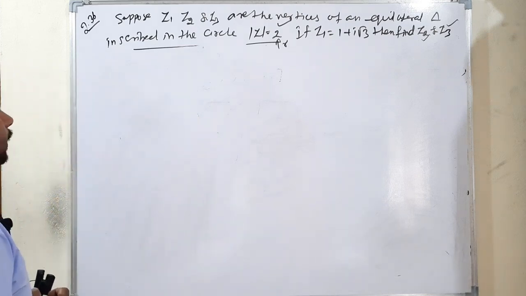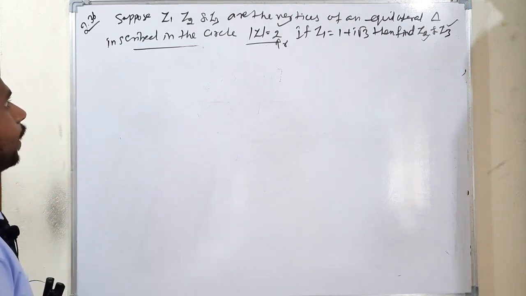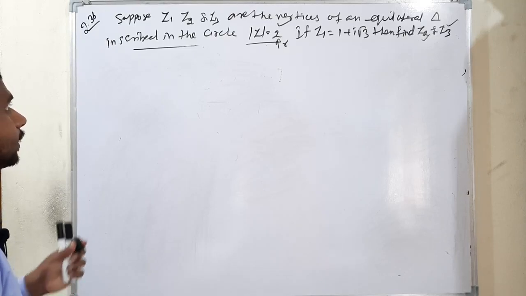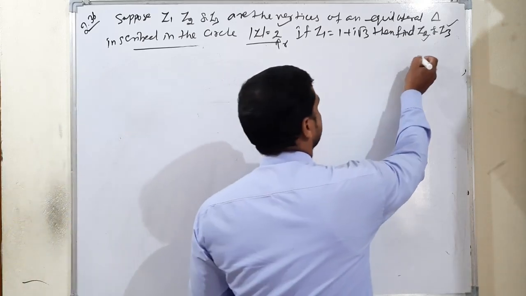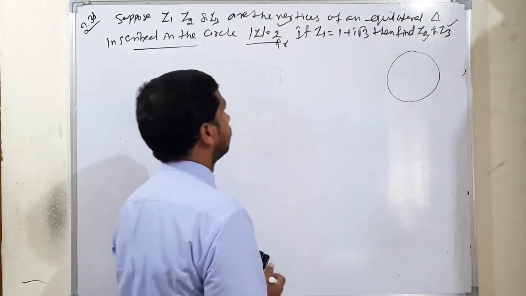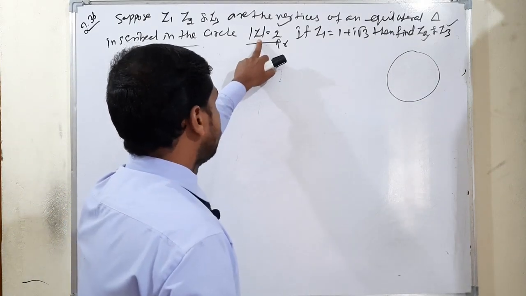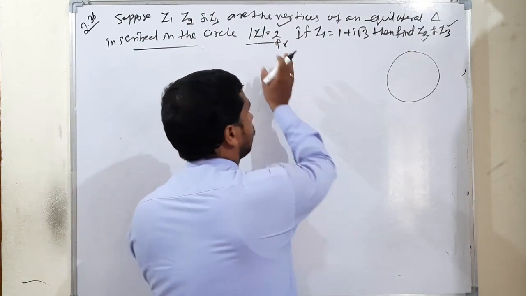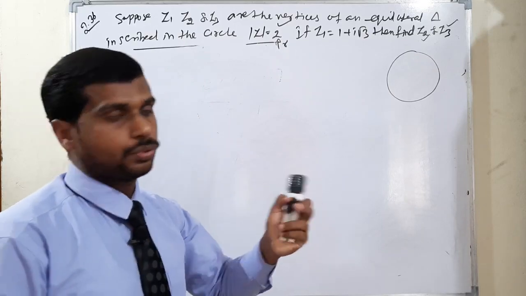Example 2.36. Suppose Z1, Z2 and Z3 are the vertices of an equilateral triangle inscribed in a circle. So, inscribed in a circle. First condition given clearly: modulus of z is equal to 2, which means the radius value will be 2, isn't it? I will also prove how we get the value 2.